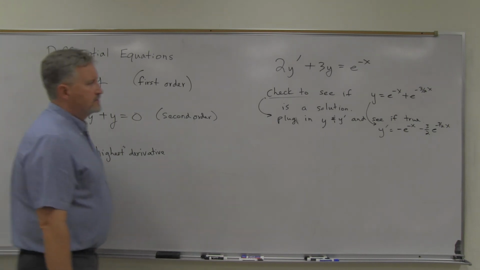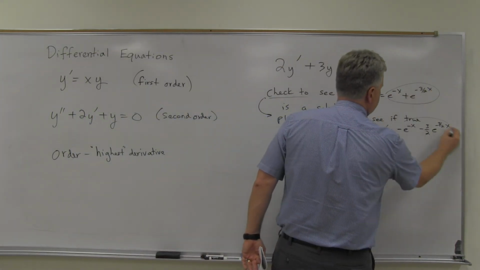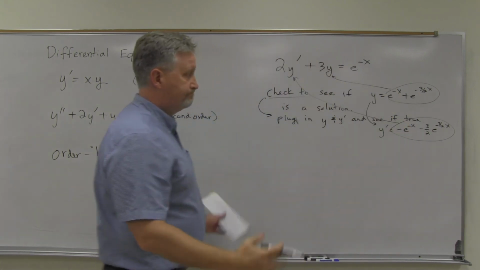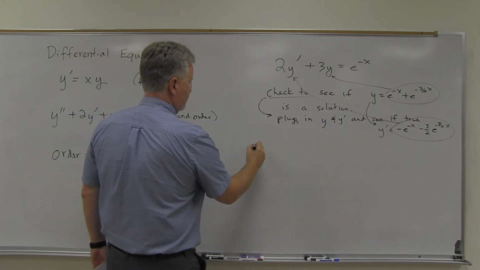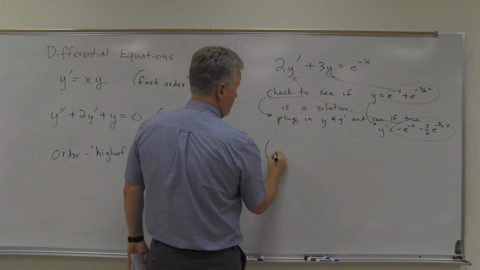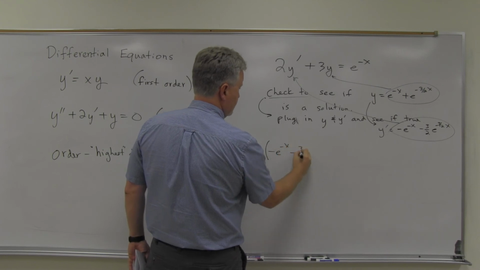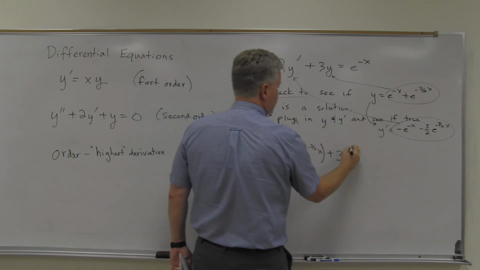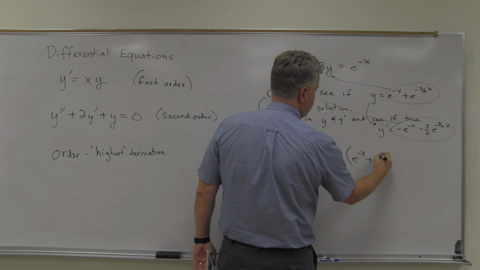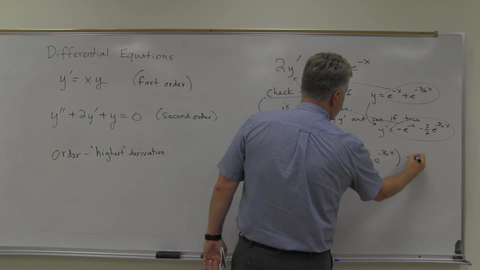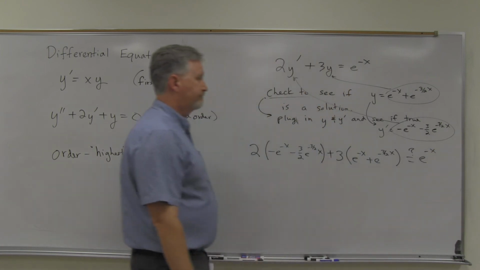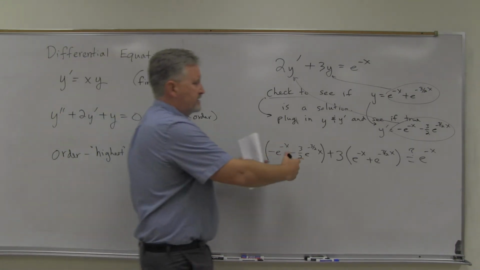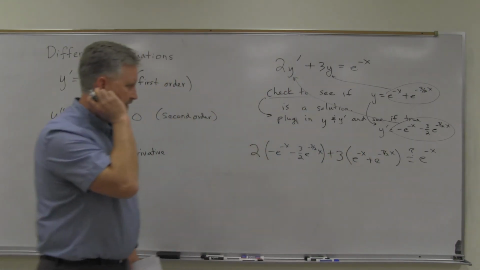Okay. So I just take these two and plug them in appropriately. This one goes here, and y prime goes here. So 2 times the y prime, which is minus e to the minus x, minus 3 halves e to the minus 3 halves x, plus 3 times y, e to the minus x plus e to the minus 3 halves x. Does that indeed equal e to the minus x? So just verifying, basically this means simplifying the left side.